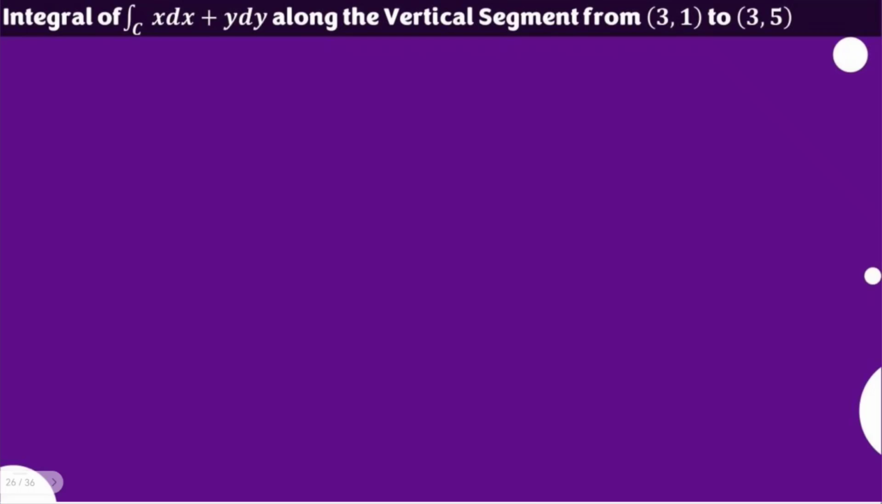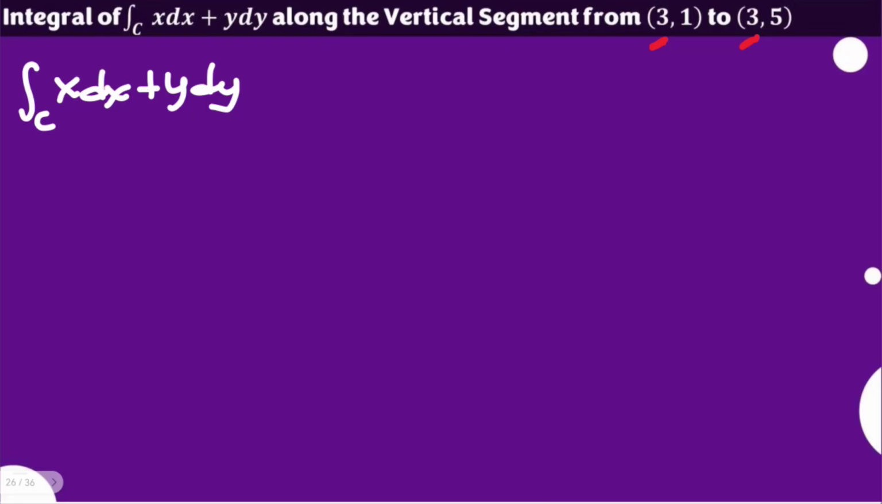Let's use the parameterization of the path of the vertical line segment as we solve for the given integral here. We have the integral of x dx plus y dy along your path C, which is identified as the vertical line segment from (3,1) to (3,5). The idea of it being a vertical segment is supported by your endpoints. Noticeably, your value for x did not change as your value of y changes from 1 to 5. Clearly, that's an indication of a vertical line segment.